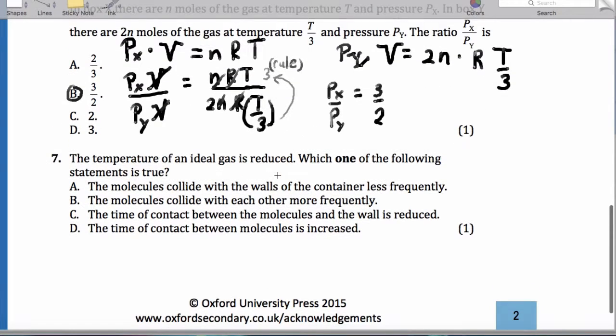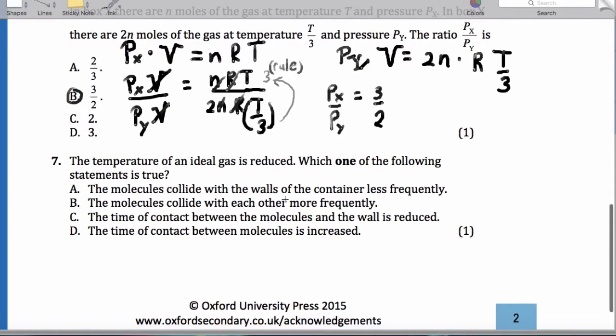Lastly, the temperature of an ideal gas is reduced, which actually happens. So one thing we want to be clear on is that time of contact is always effectively 0. It's a very, very small number, and that contact time doesn't increase or decrease. It's just not something we think about in the ideal gas model.